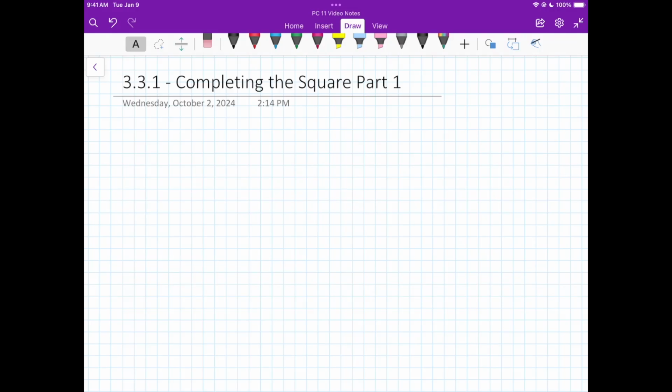This video is going to be the first of a few for section 3.3 in the textbook, in which we're going to be covering completing the square. So the question obviously is, well, what does that mean? What is completing the square?